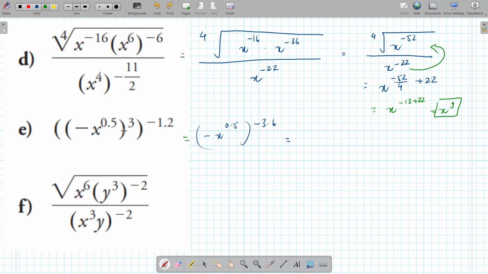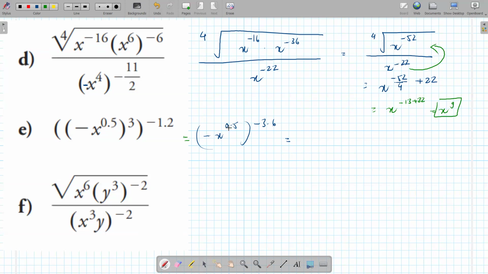Or sorry, that's the wrong bracket position. If it was like this, then the negative 0.5 would apply to both x and the negative sign. But there's no bracket there. That means this 0.5 is strictly for the x. It does not apply to this negative. Needs a bracket in there. Like if there was a negative sign here, that 4 would not apply to this. But this negative 6 would apply to this negative sign. This 6 would not, but that negative 6 would. So here, this 0.5 doesn't apply to that negative sign.